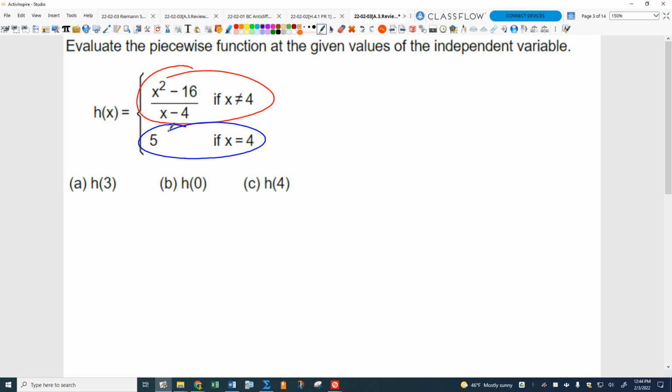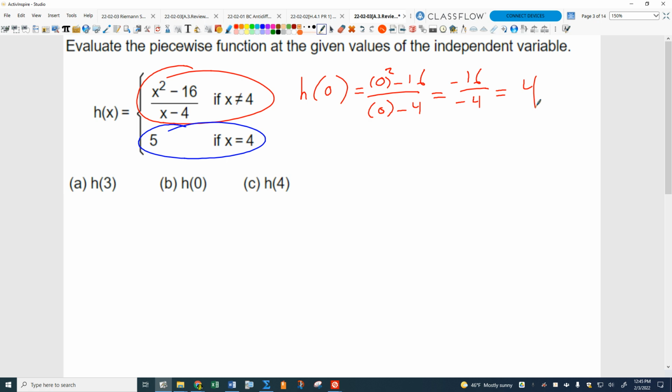So B, it's a red issue, right? So if I plug 0 in for x, I'm just going to get 0 squared minus 16 over 0 minus 4. Well, the zeros don't do anything. So I just get -16 over -4. What's that? 4. So there's the answer to part B, right?